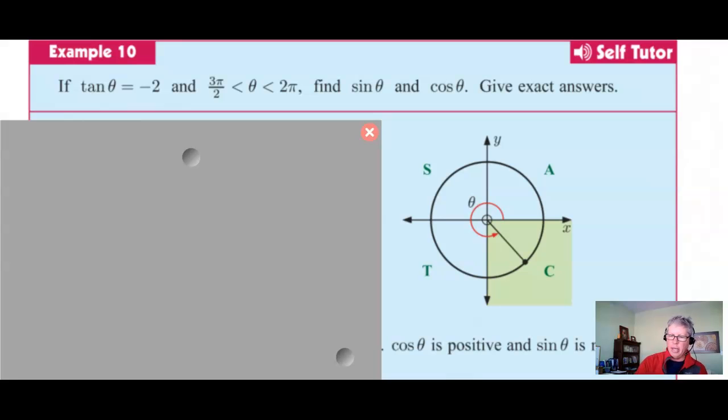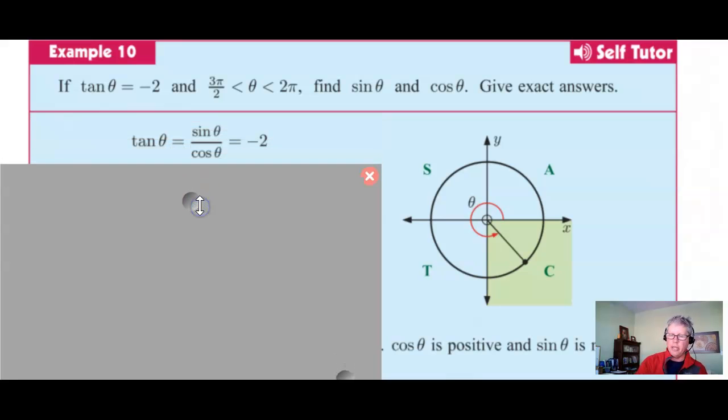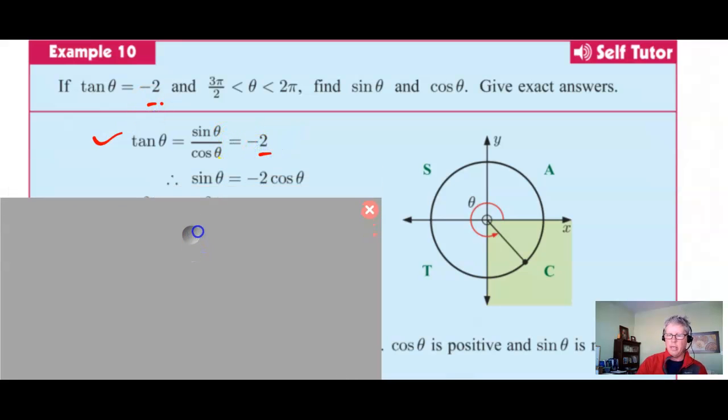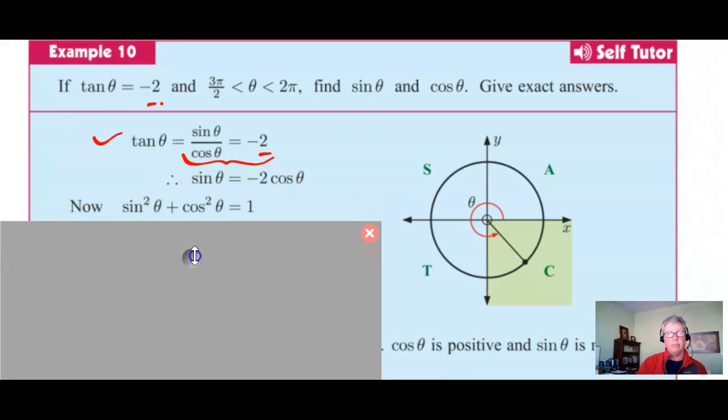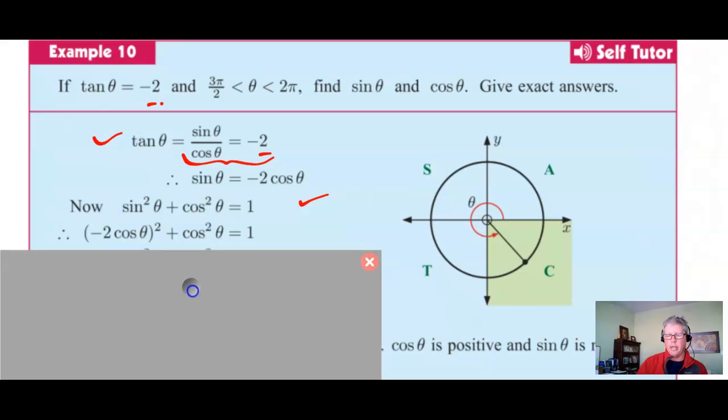Example 10, the only thing I want to point out here is tangent is equal to sine over cosine. Great. Well, we know it's equal to negative 2. That means I can look at this side of the equation and get sine in terms of cosine. And guess what? It's called the Pythagorean trigonometric identity for a reason, because we're going to use it every time. So we plug it in. Everywhere we see a sine, we put negative 2 cosine theta, and we solve that for cosine.